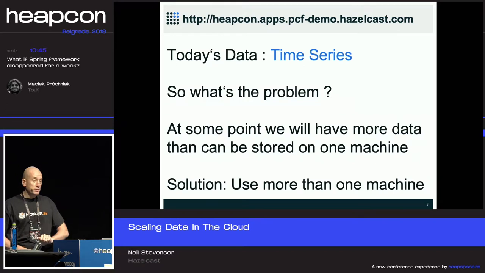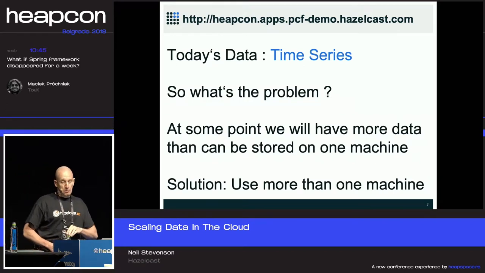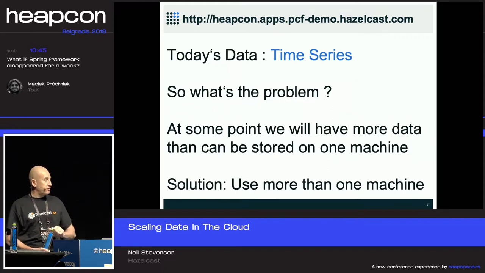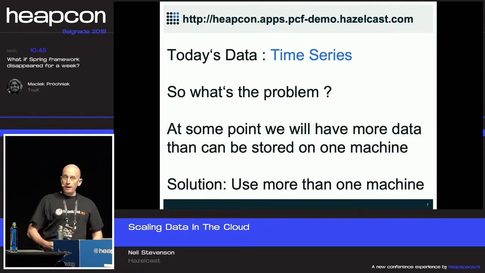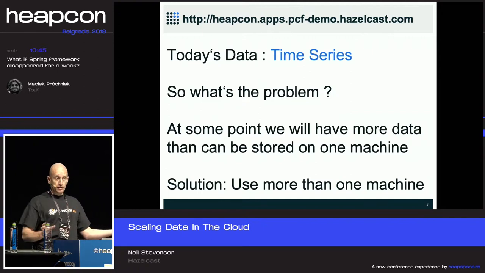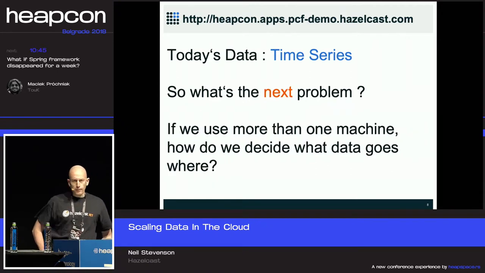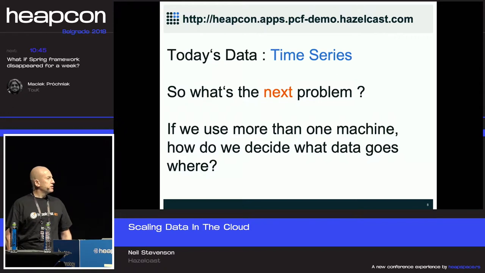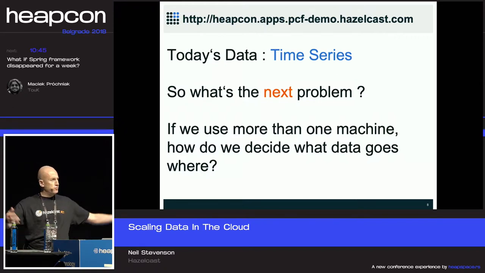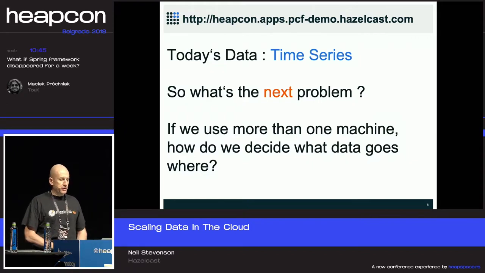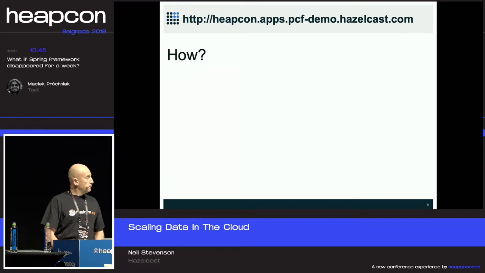Which gives us our problem. We've got big data. Not a particularly difficult thing to solve. Just use several machines and spread your data across it, or scaling. If those are hired machines, those are in the cloud. And every solution opens up the next problem. So once you decide to use two machines or three machines to store your data, how exactly do you decide? How? Well, two ways, really.